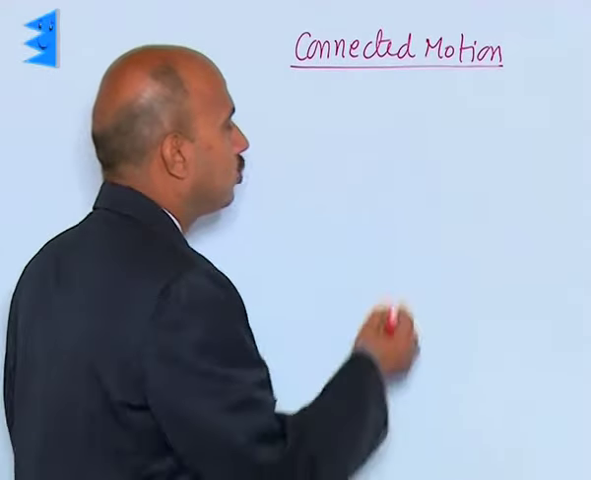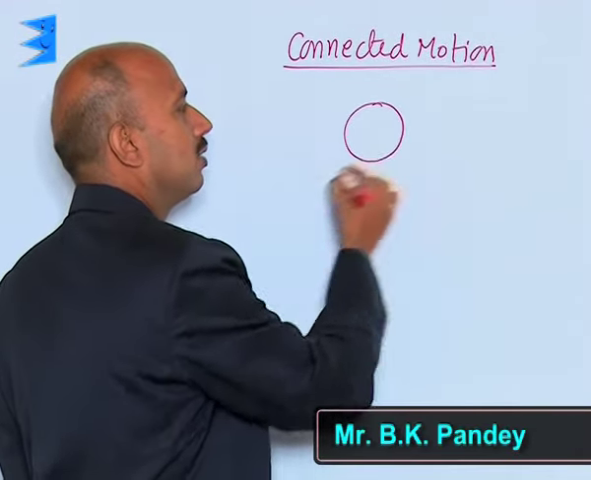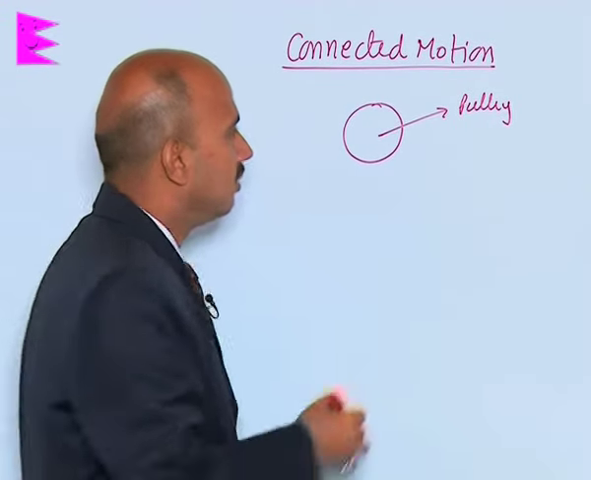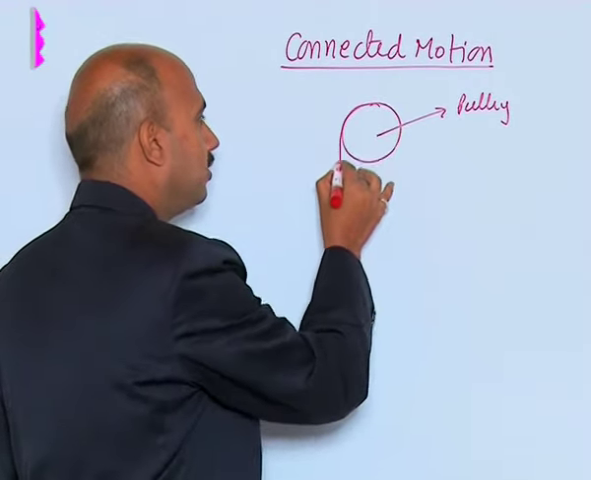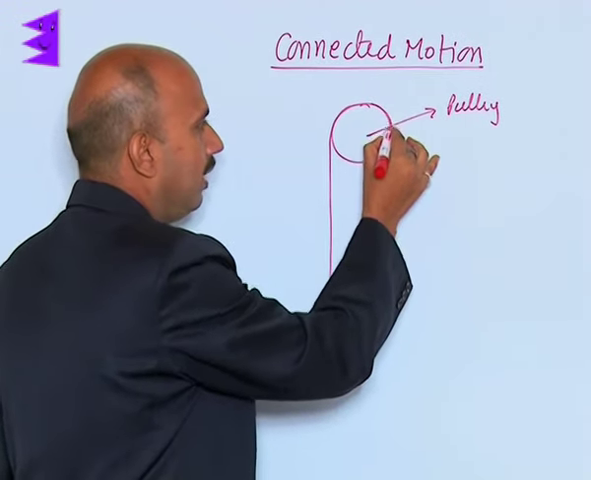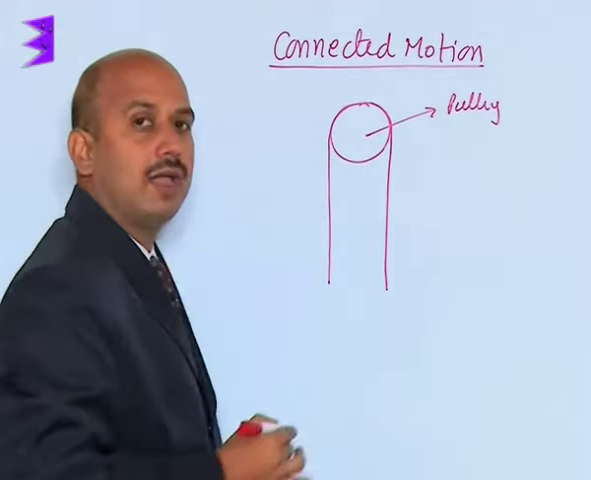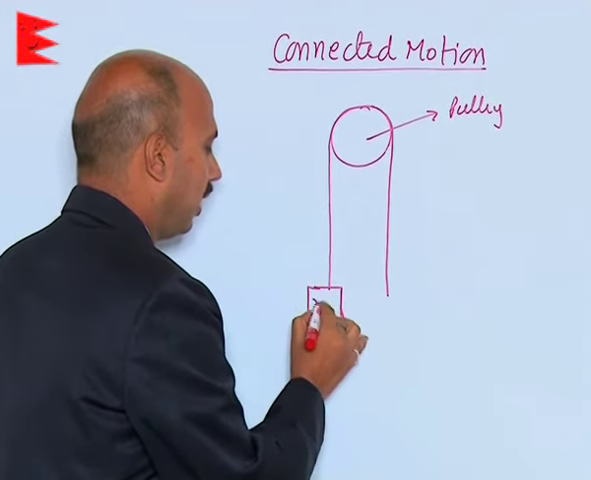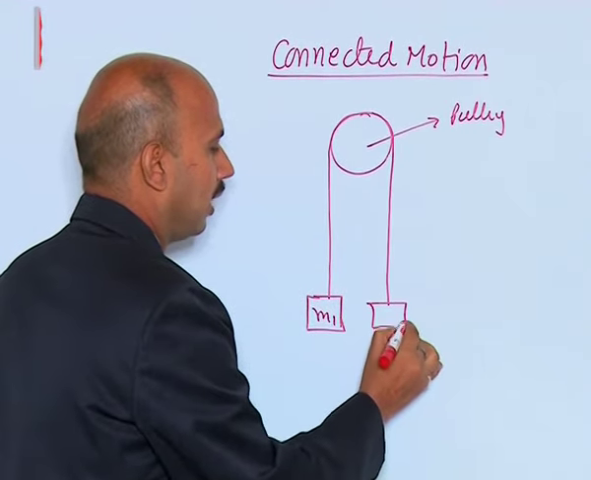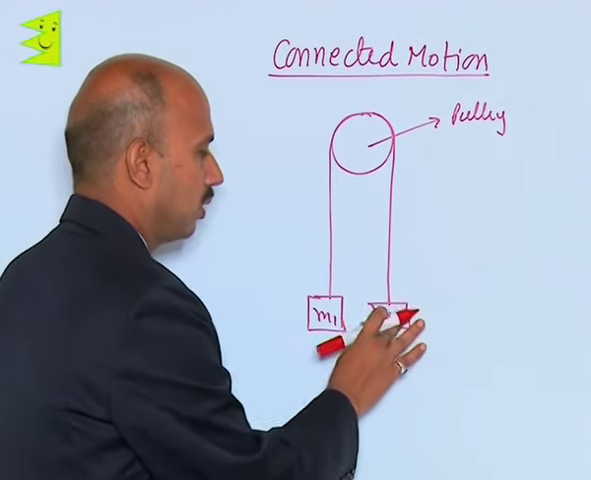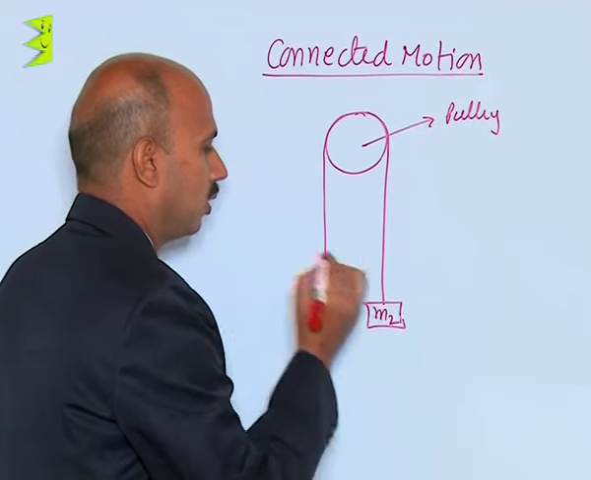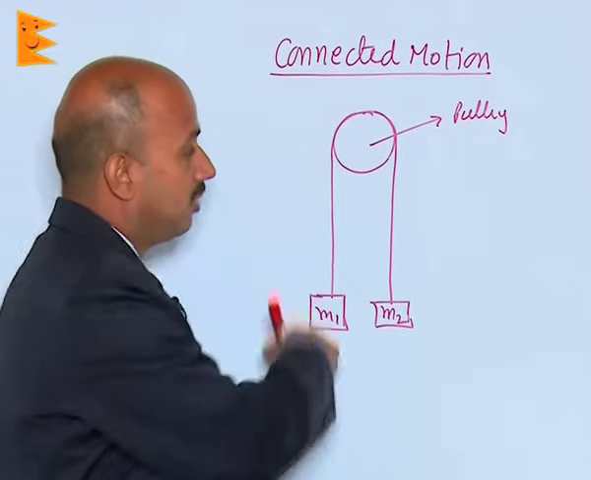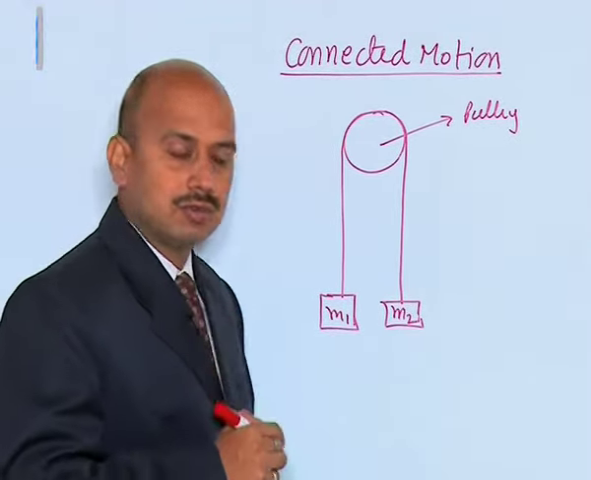Now see, in connected motion, you have taken a pulley like this. This is a pulley. This is taken frictionless, and here we take strings. There is an inextensible string and a massless string. There are two weights connected here, M1, and here another one, M2. Now, I have told you this pulley is frictionless, and the string is massless and inextensible.